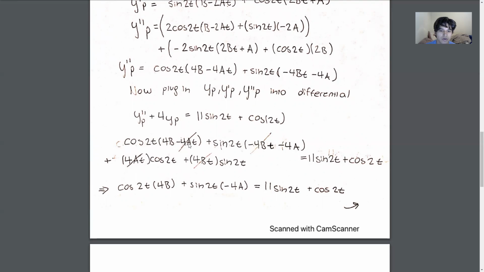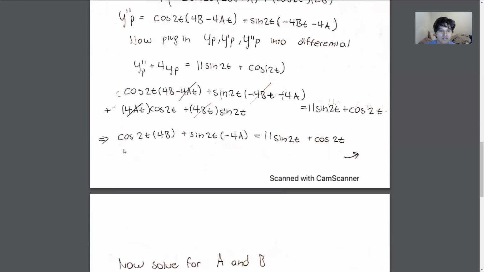So as you can see right over here, this one has negative 4at, and this one has positive 4at. So these two cancel out, and this one has negative 4bt, and this one has plus 4bt, so this one and this one cancel out. This results in this expression right over here. And then all that we have to do once we get to this point is solve for b and solve for a.